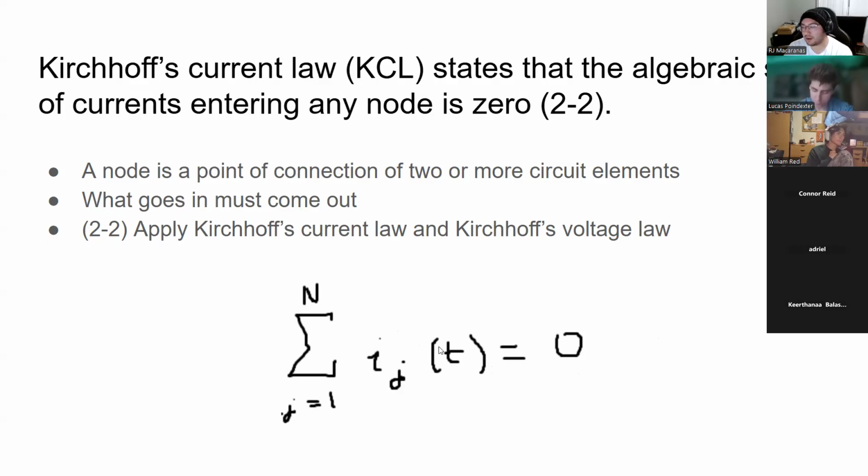And so I've got it written out here as a sum, right? This is a discrete sum symbol. If I have a set of currents, I sub 1 to I sub n, for however many elements you have connected into that node, then if I sum the currents, that should be 0.